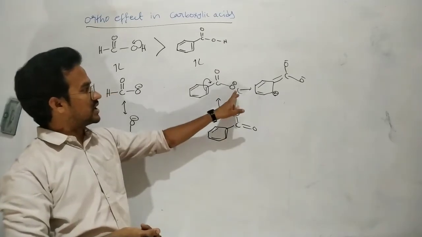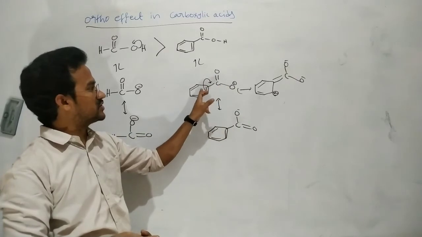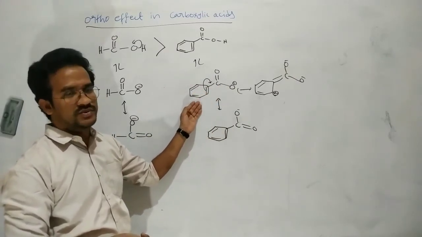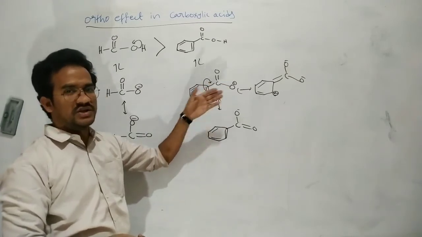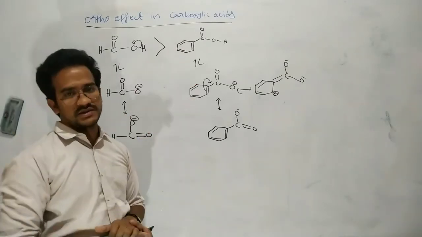The negative charge is not 100% dispersed, because the CO group is also involved in conjugation with the benzene ring. So simply we can say the ring is acting as a plus M group. Because of the plus M effect, anion stability decreases, so acidic nature decreases. That's why benzoic acid is less acidic than formic acid.